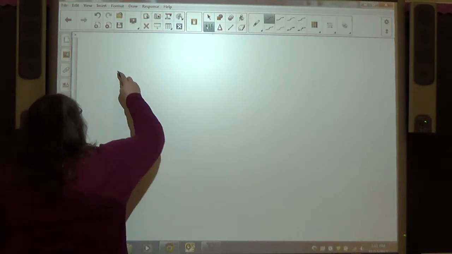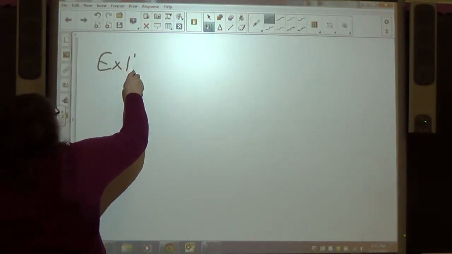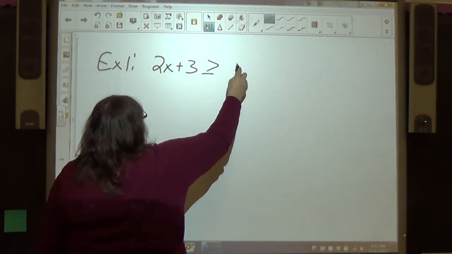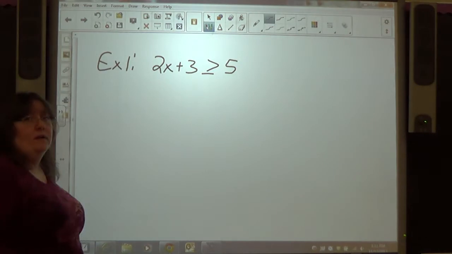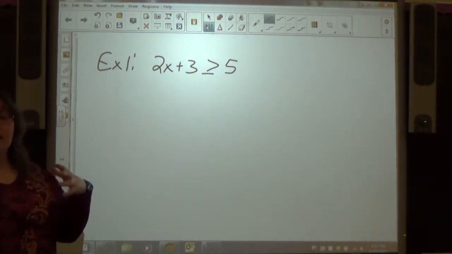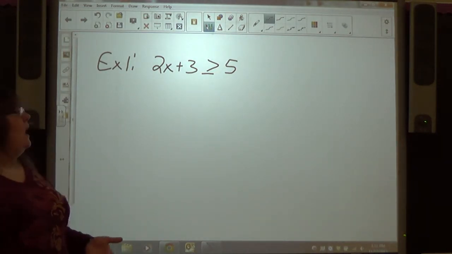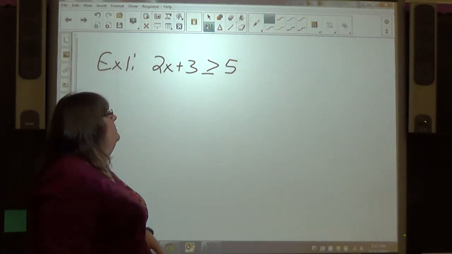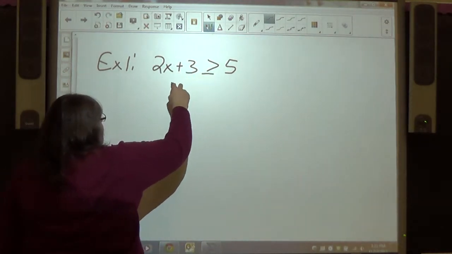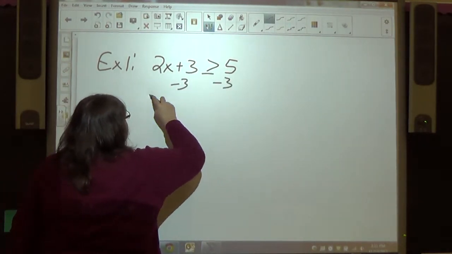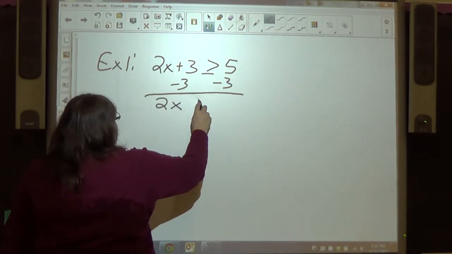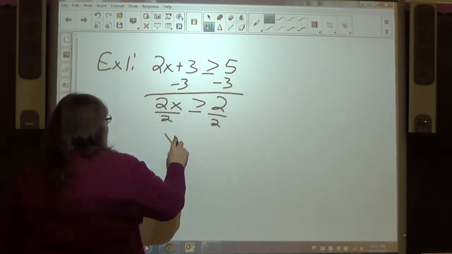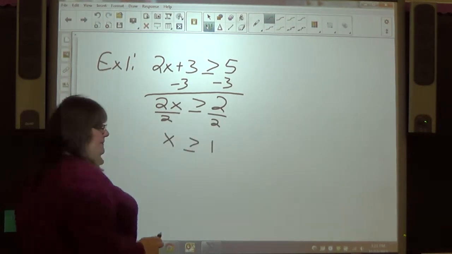If I have 2x plus 3 is greater than or equal to 5, I am going to solve this like I would any other equation. I'm just going to bring down this inequality symbol like I would the equal sign. So first of all, I need to get rid of the 3. So 2x is greater than or equal to 2. Divide by 2. X is greater than or equal to 1.